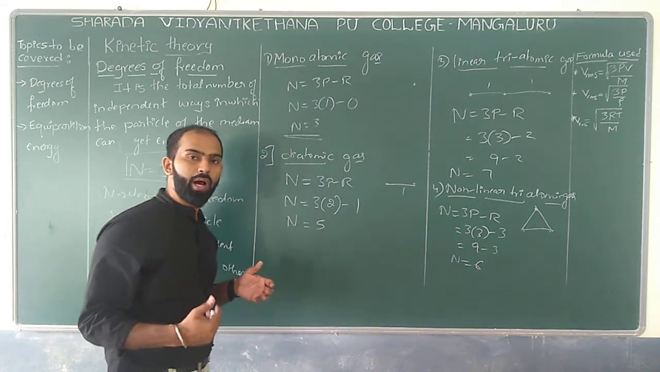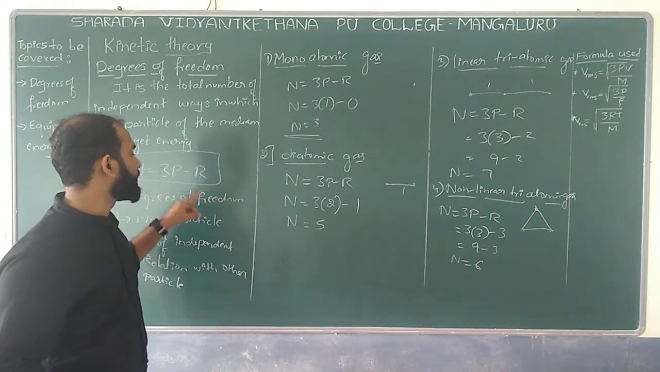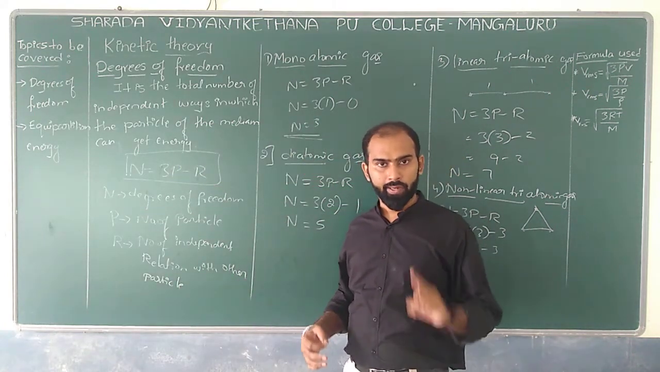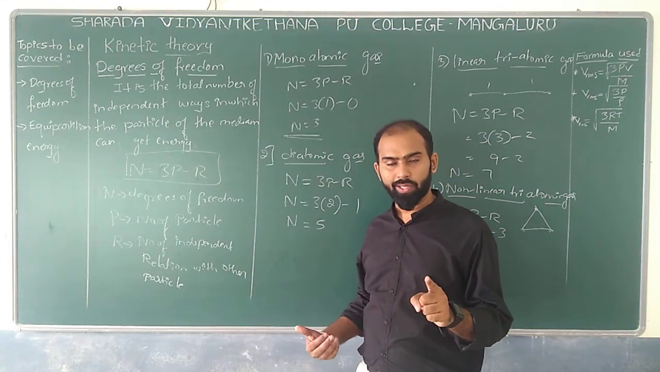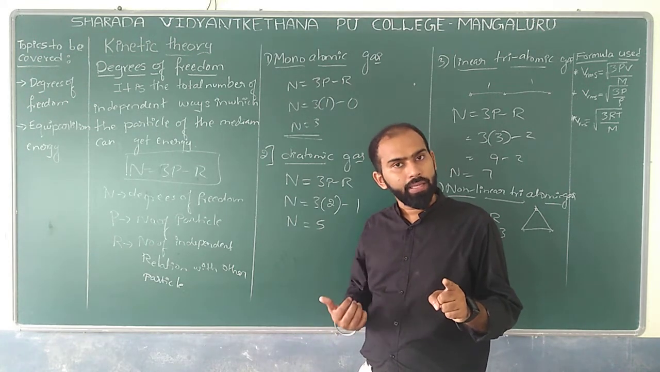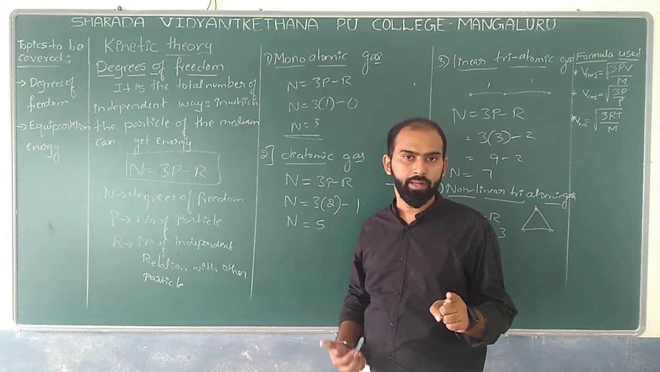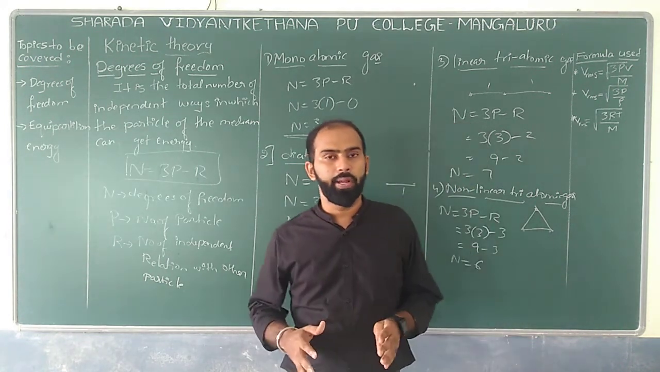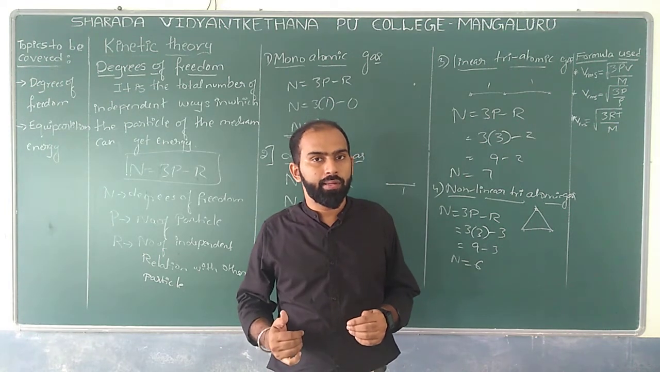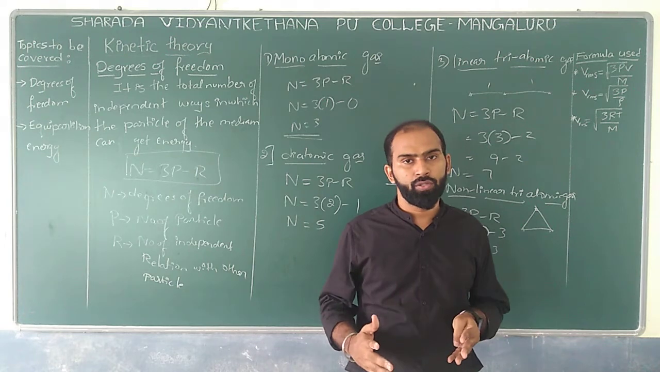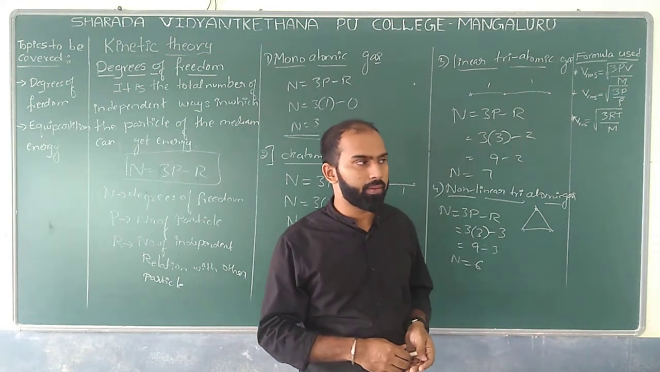So to get this, we have to remember the relation n is equal to 3p minus r. Understood? So what is my degrees of freedom? It is the number of independent ways in which a particle can gain energy or get energy. So this gives your degrees of freedom. By having this idea, we will try to get one more basic law, that is the equipartition of energy. Okay? Well.